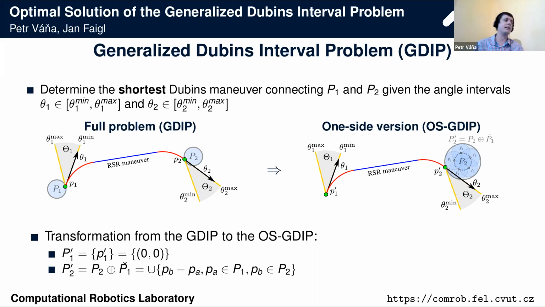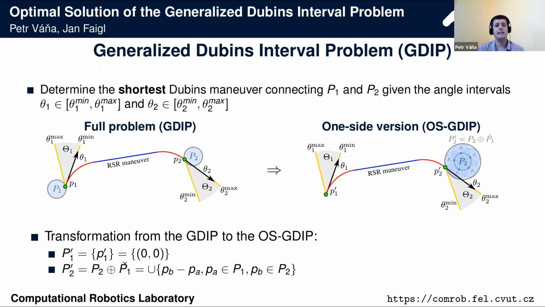So this introduces more dimensions into the configuration space of the generalized Dubins interval problem. So it's also more challenging to be solved. And what we did in this paper was to find the optimal solution. Yes, you can say that this may be quite complicated, and that's why we first think about this problem and try to simplify the problem as much as possible.